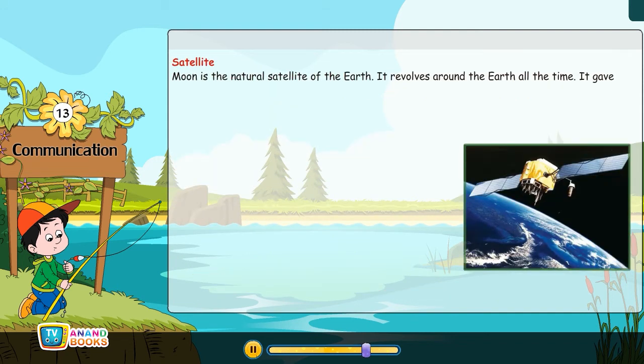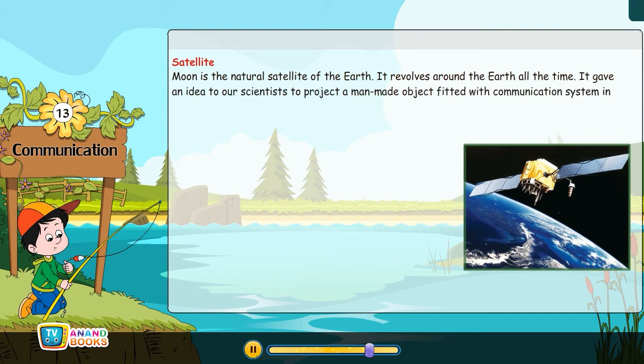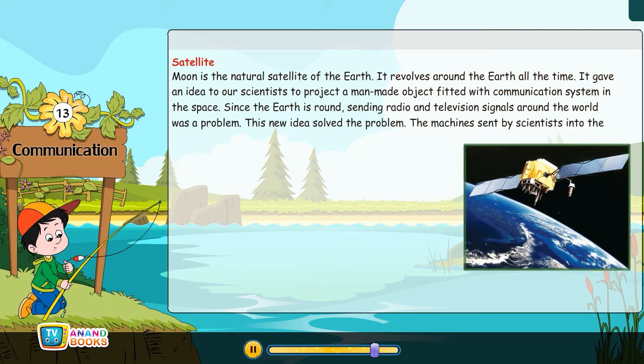Satellite. Moon is the natural satellite of the Earth. It revolves around the Earth all the time. It gave an idea to our scientists to project a man-made object fitted with communication system in the space. Since the Earth is round, sending radio and television signals around the world was a problem. This new idea solved the problem.